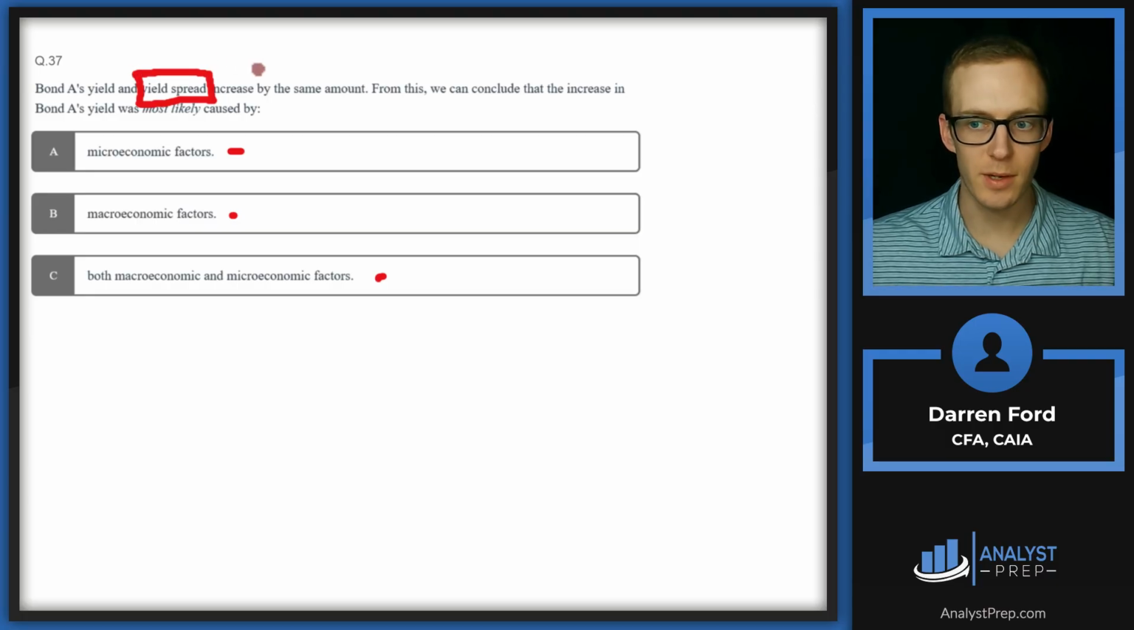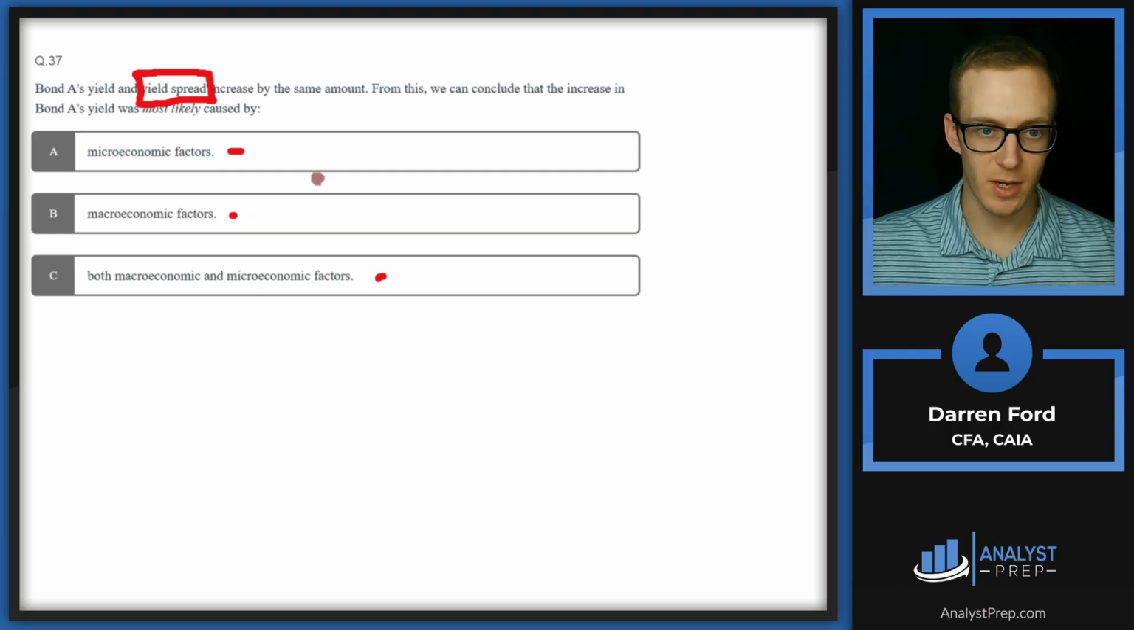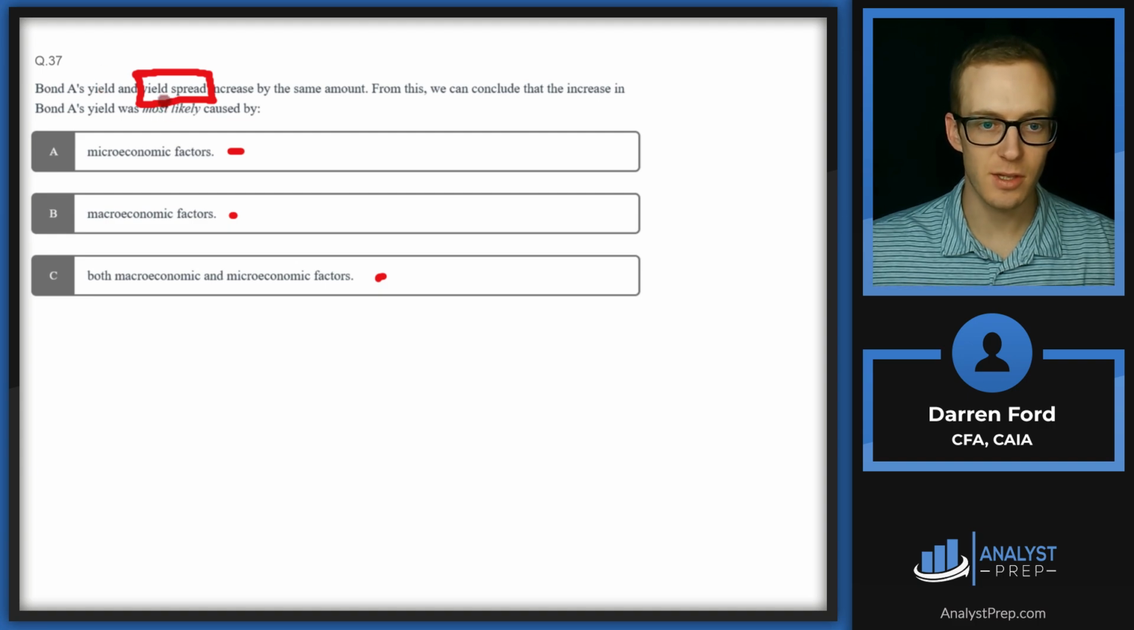spread going up or down is telling us whether the credit risk of that bond is changing over time. So that's going to be more focused on that specific company. Since this yield spread is increasing by the same amount as the yield, it would tell us that our credit risk increased, and that was the main cause of the yield. So I would lean towards going with answer A here, microeconomic factors.